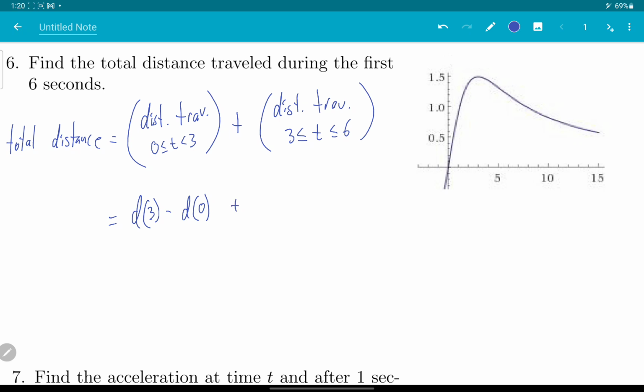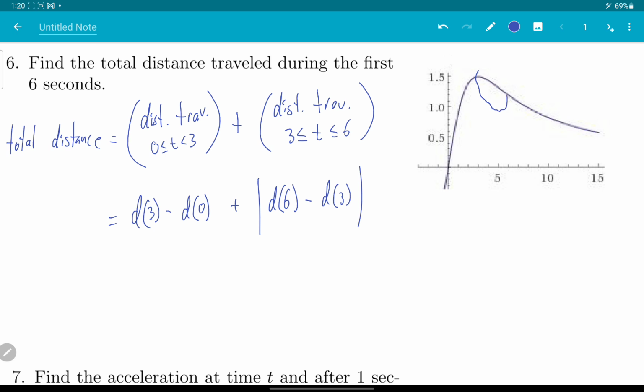For 3 to 6, I'm going backwards. So if I want this number to be positive, I'm going to need absolute value there. I want this to be positive because distance is not the same as displacement, right? Displacement is just how far you are from your initial base point. But distance traveled is something different entirely.